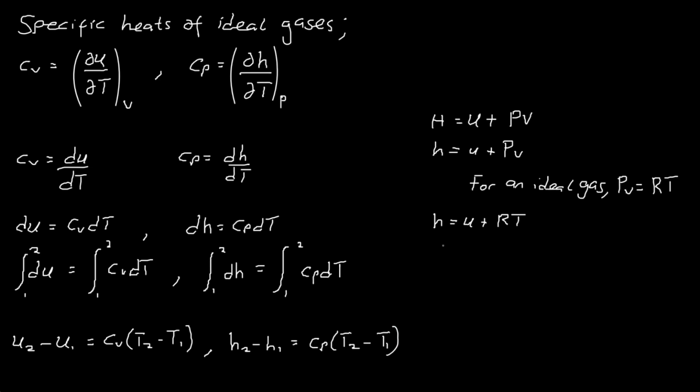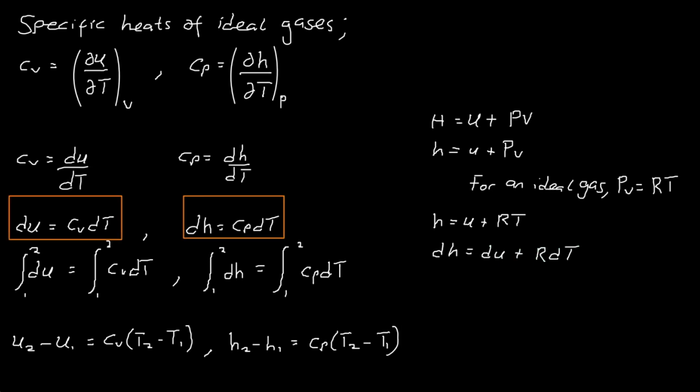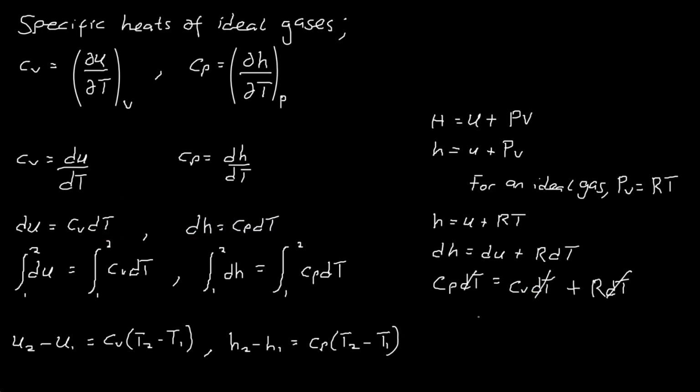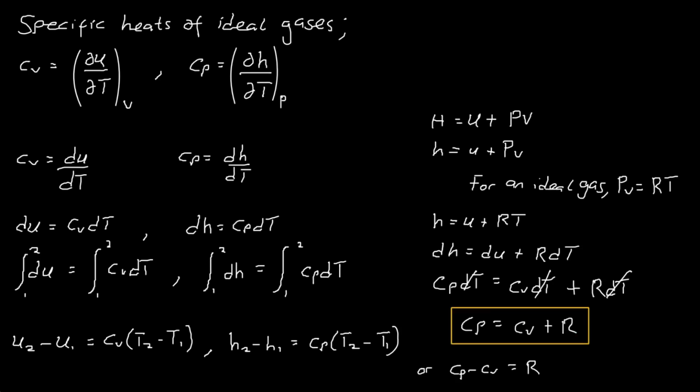Finally, for an ideal gas, we can establish a relationship between the specific heat at constant volume and pressure and the gas constant. Again, using specific enthalpy, h equals u plus Pv, or we can write h equals u plus RT. In differential form, we have dh equals du plus R dT. And we know dh equals Cp dT and du equals Cv dT. So we have Cp dT equals Cv dT plus R dT. Dividing through by dT, we're left with Cp equals Cv plus R, or Cp minus Cv equals R. And this is the relationship between the specific heats and the gas constant of an ideal gas. For an ideal gas, the ratio Cp divided by Cv is called the specific heat ratio.